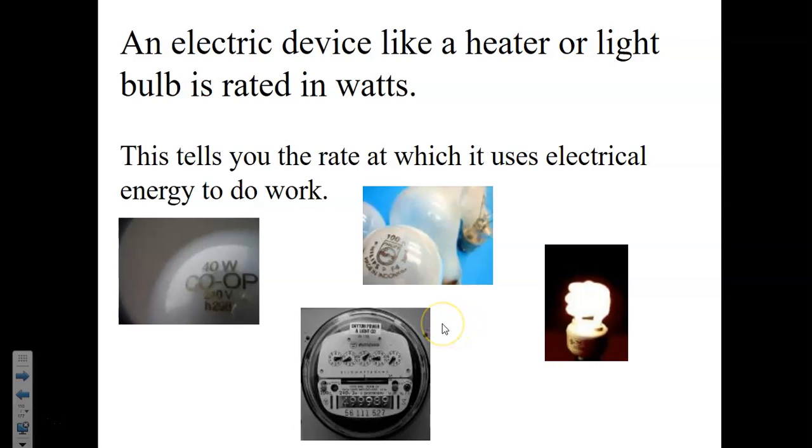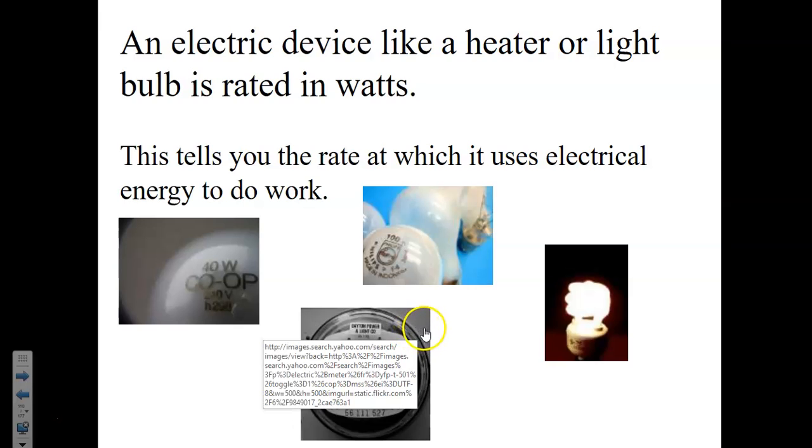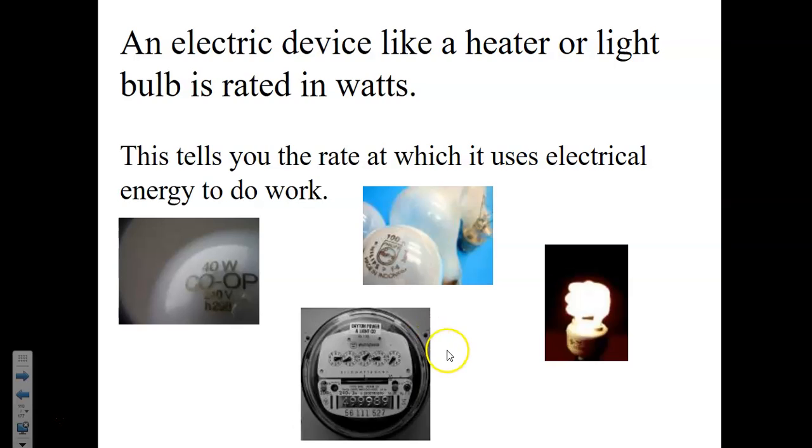Your electric meter is dialed in kilowatt hours. So they multiply the kilowatts times hours, which gives you energy, or joules of energy, that's used. So there's a conversion between kilowatt hours and joules, because they charge you on how much energy you use, not the rate at which you use it.